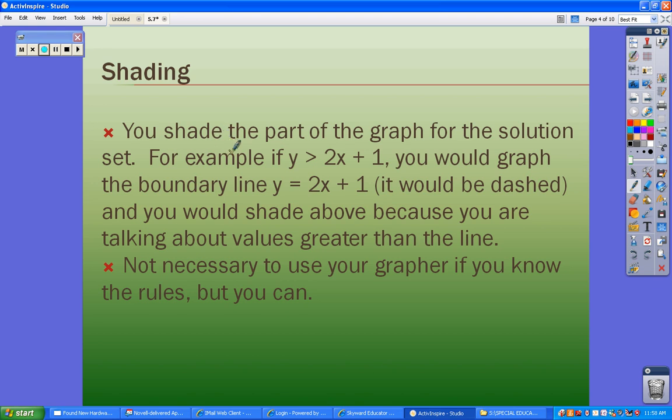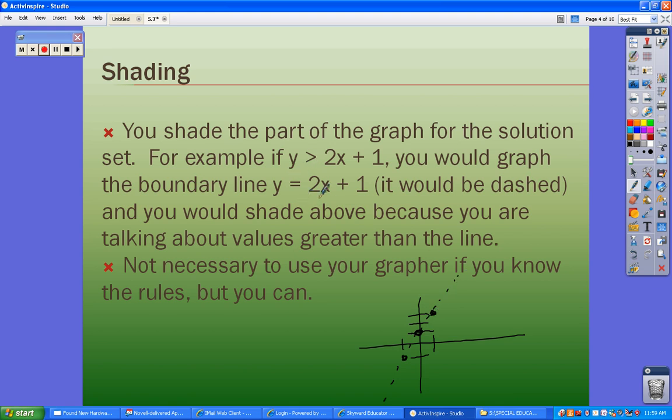Shading. You have done this before, like I said. You shade the part of the graph that is the solution set. So if I'm dealing with y is greater than 2x plus 1, I'm going to have a y-intercept of 1, so I'm going to go up 1. My slope is 2, so I'm going to rise 2, run 1. I could do that forever. I'm going to go the opposite direction though so that I can have space here, down 2, left 1. This is going to be a dashed line because it doesn't equal 2x plus 1. It's going to be greater than.